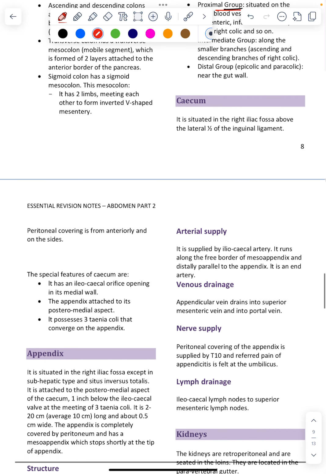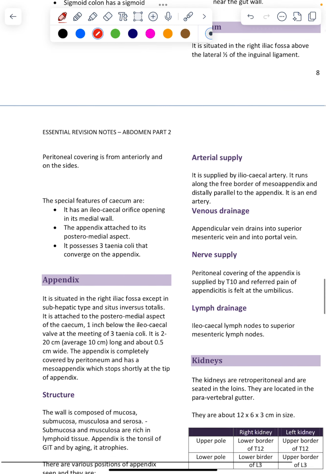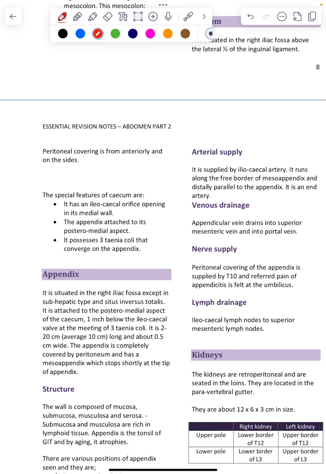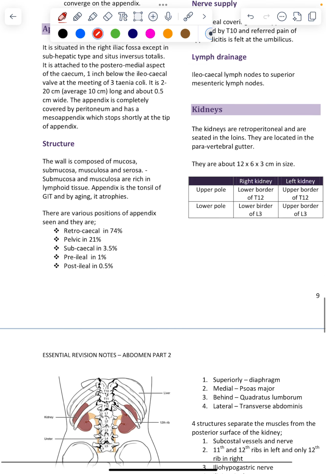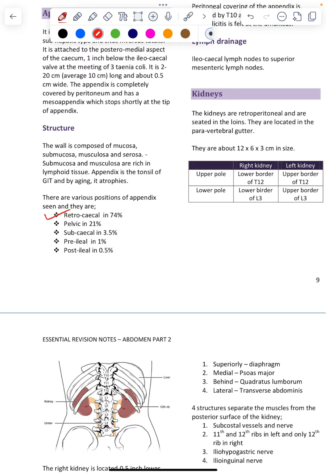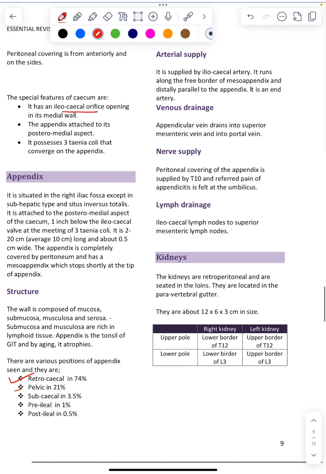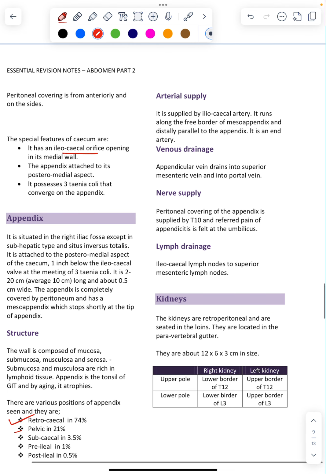Cecum is situated in the right iliac fossa. The special feature of cecum is the ileocecal orifice. Appendix is situated in the right iliac fossa, 1 inch below the vesical wall. If you see the positions, the most common position is retrocecal, pelvic is the next most common. Arterial supply is the ileocecal artery, or it is also supplied from the ileocolic. Free border of the mesoappendix, venous drainage, nerve supply. Peritoneal covering is from T10.